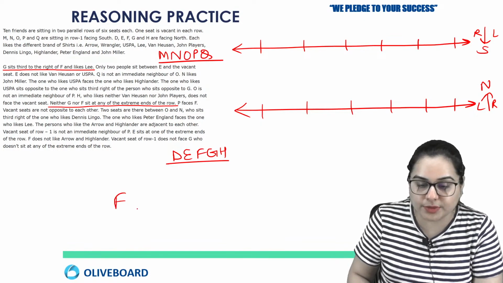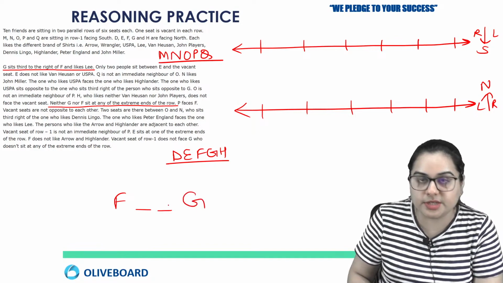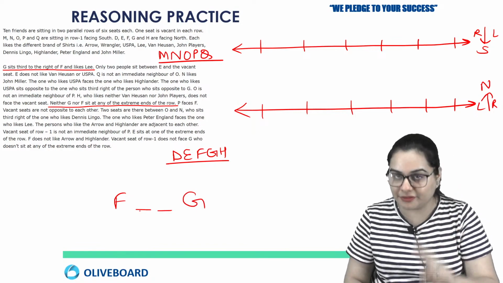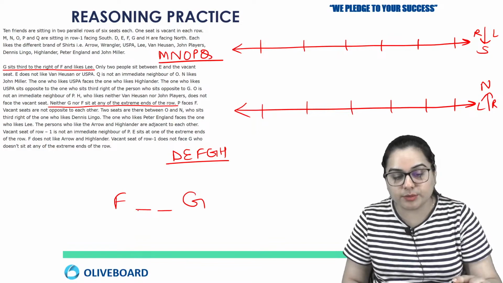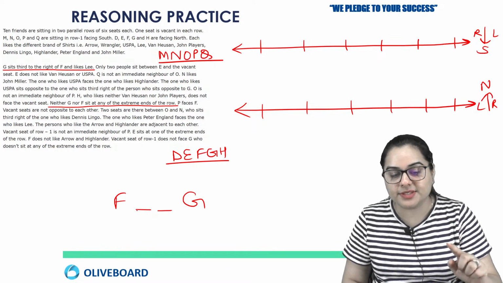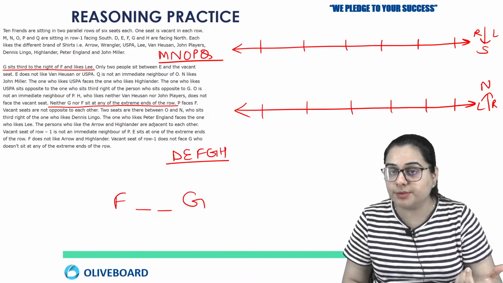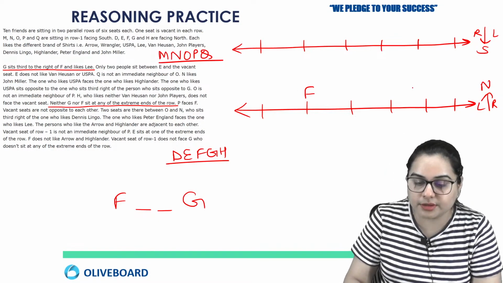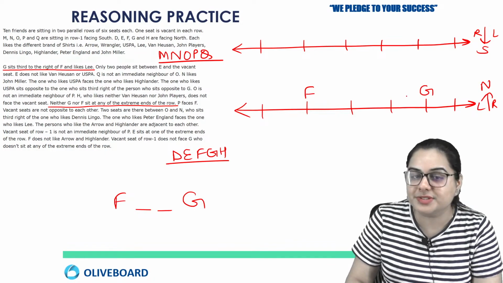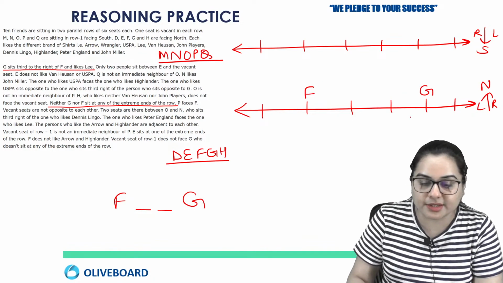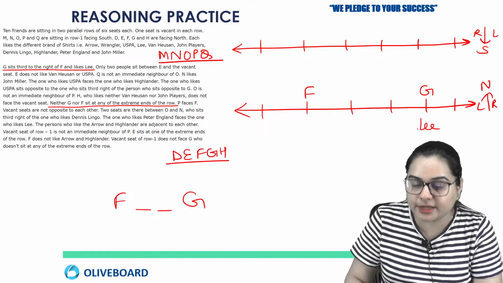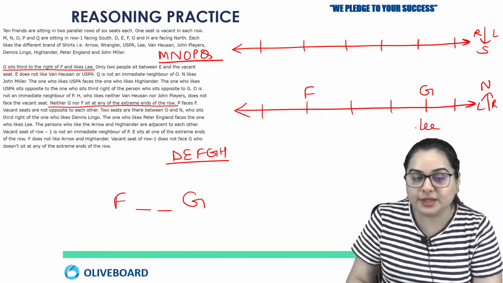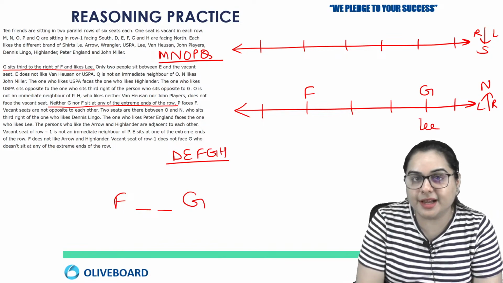So from F towards right, here I'm going to write G. Means there are 2 positions between F and G. Also he says one more thing, that neither G nor F sits at any of the extreme ends of the row. So this makes it very clear that F will be written on this position and G will be written on this position. Also he informs that G likes Lee. So I'm going to write Lee on the position of G. Okay. So students, I have started.